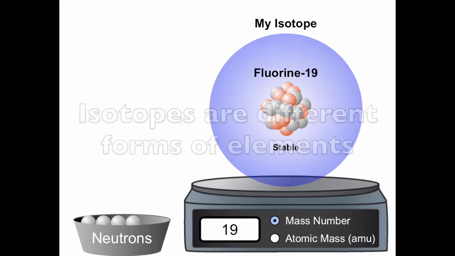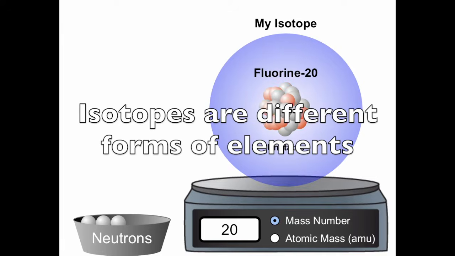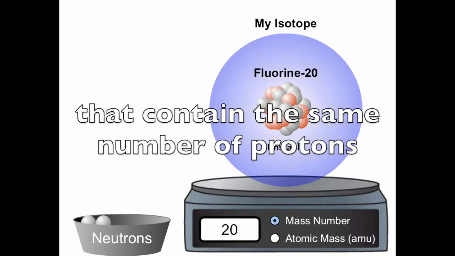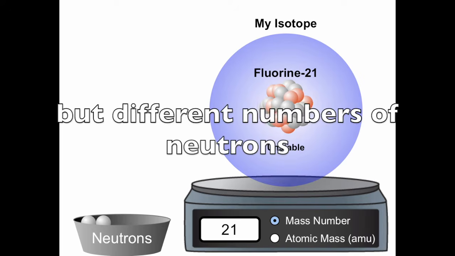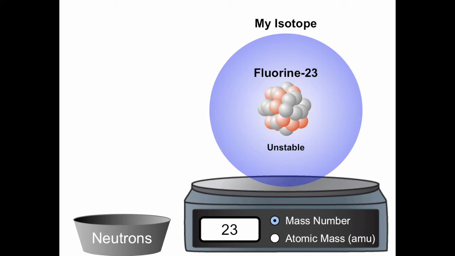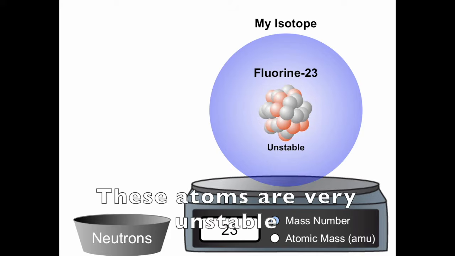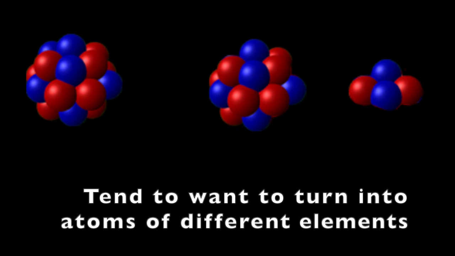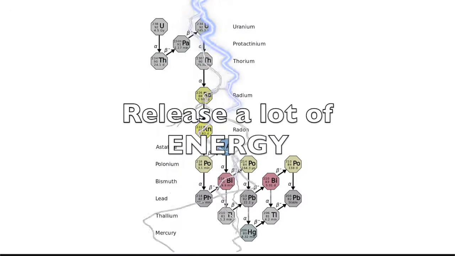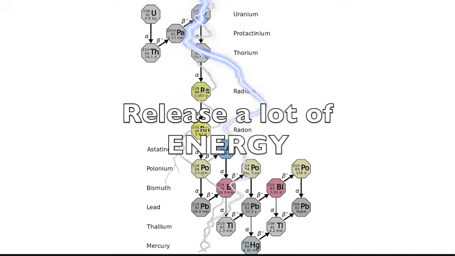The heat inside the Earth comes from two main sources. The first is heat produced by radioactive decay of isotopes in the mantle and crust. Isotopes are different forms of elements that contain the same number of protons but different numbers of neutrons. More on this later. The main thing to know is that these atoms are very unstable, and they tend to want to turn into atoms of different elements. When they do, they release a lot of energy.